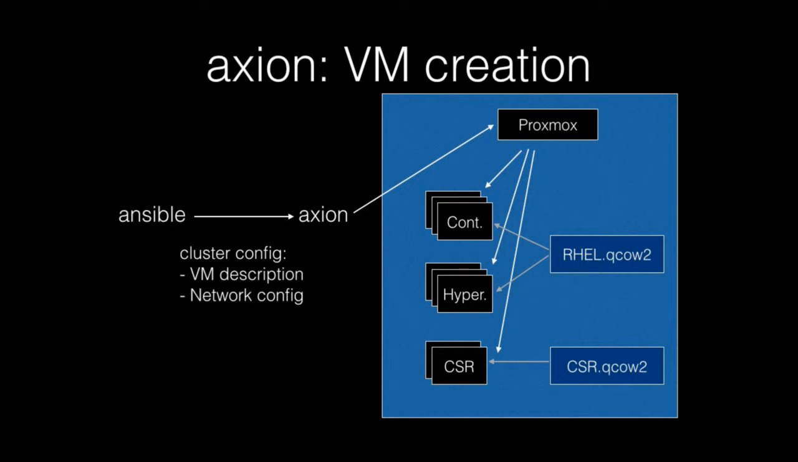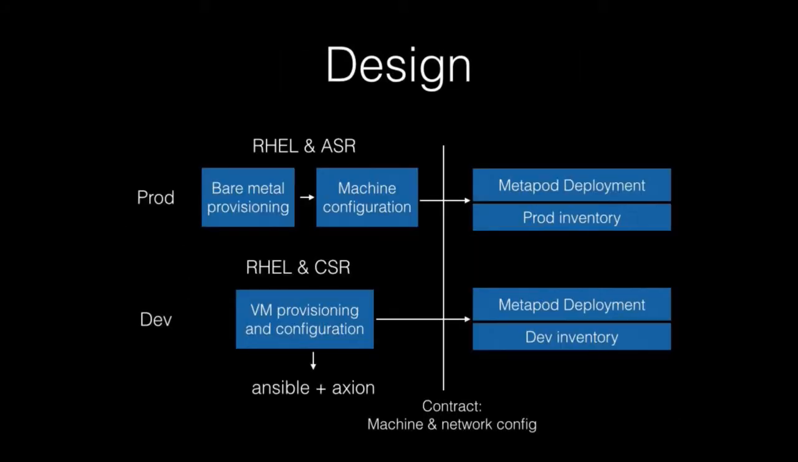That's obviously simply using the Proxmox API, creating the machines and configuring the networking. Because something that I forgot to mention is that between the production and the development pipeline, the most important thing is that the contract should be exactly the same in order to be able to use the same Ansible playbook. And that contract is basically having machines that run and that are available through SSH.